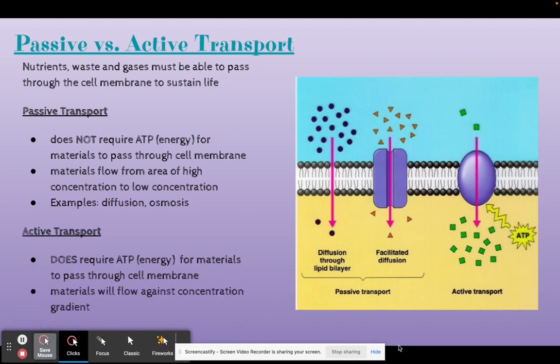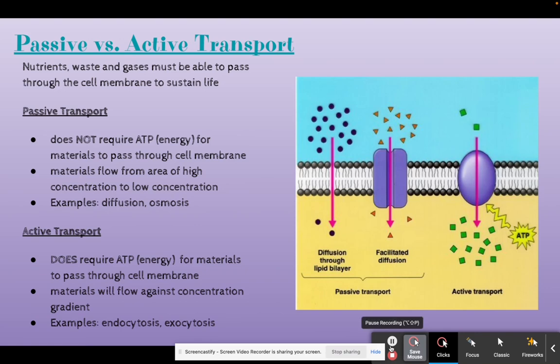So with these, materials like I mentioned will flow against the concentration gradient sometimes. Other times it may just be that the molecule is too large to pass through. And finally, some examples of this, which we will get into in greater detail as we finish up this last lesson, are endocytosis and exocytosis.